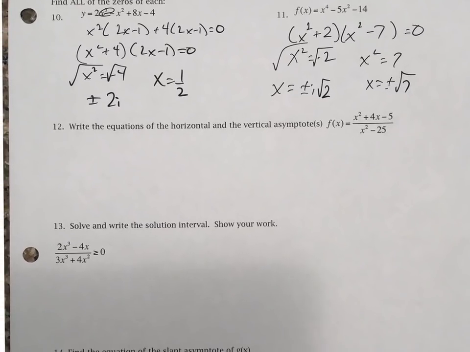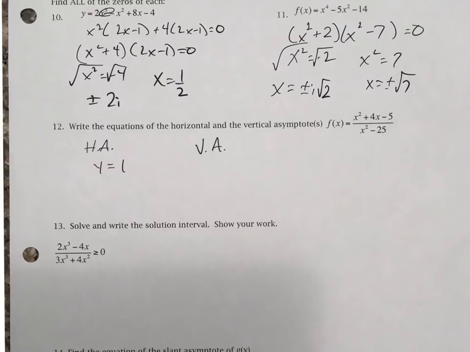Horizontal and vertical asymptotes. The horizontal asymptote is the one where you know the pattern, and it looks like our degrees match. We should probably factor it, although if you factor it, you're going to have the degrees matching anyway. The horizontal asymptote is y equals 1.